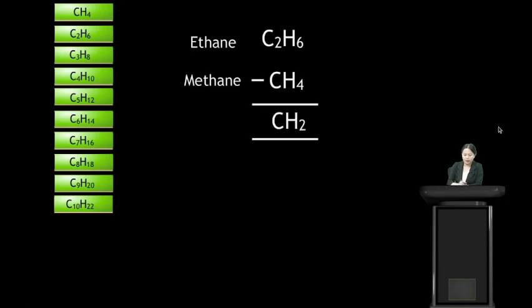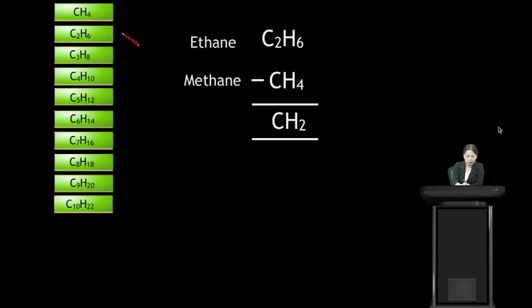CH2. In ethane we have two carbon, in methane we have only one carbon, so the remaining balance is one carbon atom. In ethane we have 6 hydrogen atoms, in methane we have 4 hydrogen atoms. If we subtract this, then we get 2 hydrogen atoms. So the difference between these two is CH2.